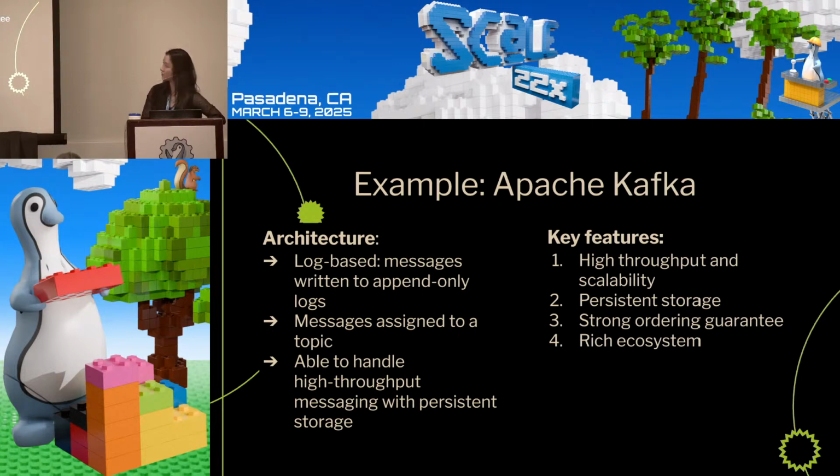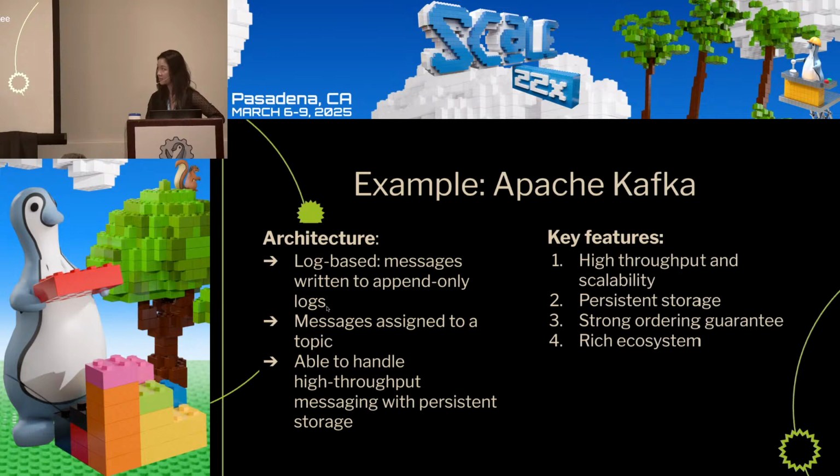Just to summarize things, the key features of Kafka include its high throughput, scalability, persistent storage, and strong ordering guarantees. So messages within a partition are strictly ordered, but because topics have multiple partitions, ordering between partitions is not guaranteed. It's only within the partitions. And a rich ecosystem. You can easily connect Kafka to a lot of different other frameworks.